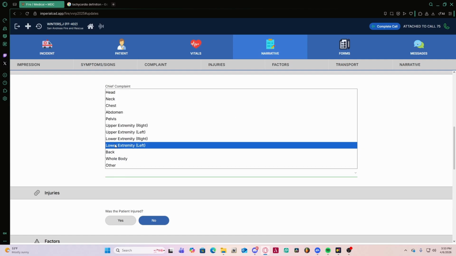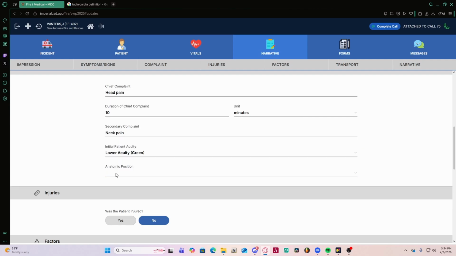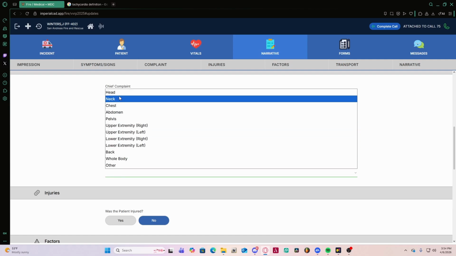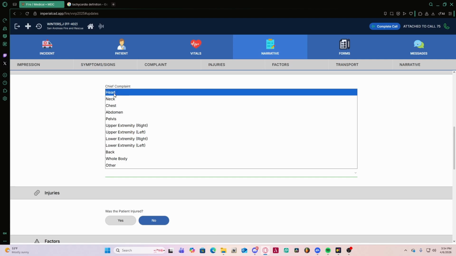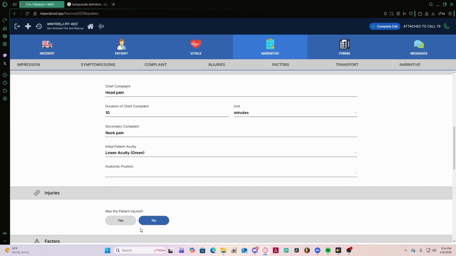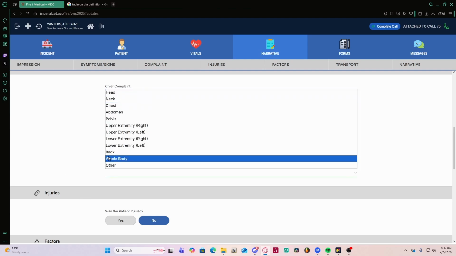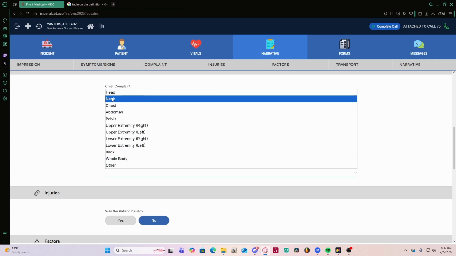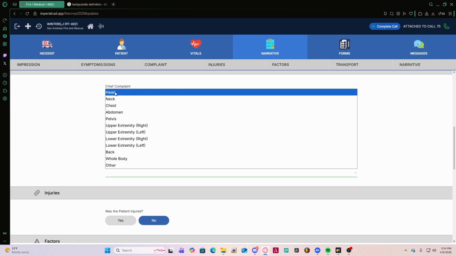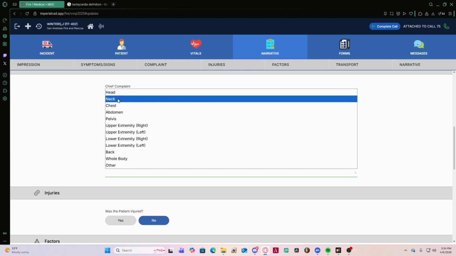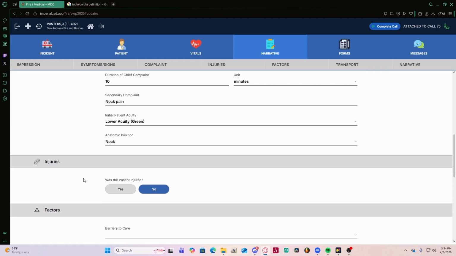So this is a little confusing to me. Is this where the complaint is located? I believe so: head, neck, chest. Because if you say anatomic position, I would think, didn't we just do this in vitals? Are they laying down? Are they sitting? So, okay, anatomic is the duh. I guess that would be the context clue there. Reading is fundamental. So neck, I guess.